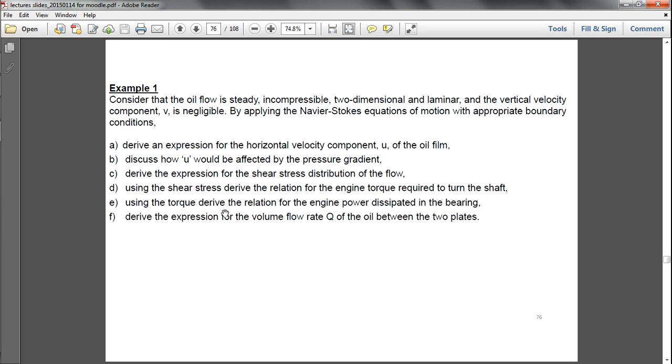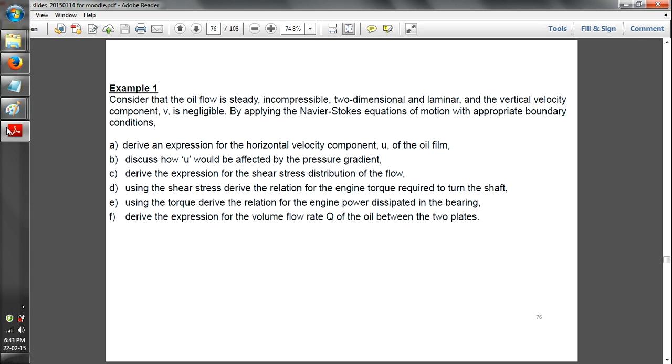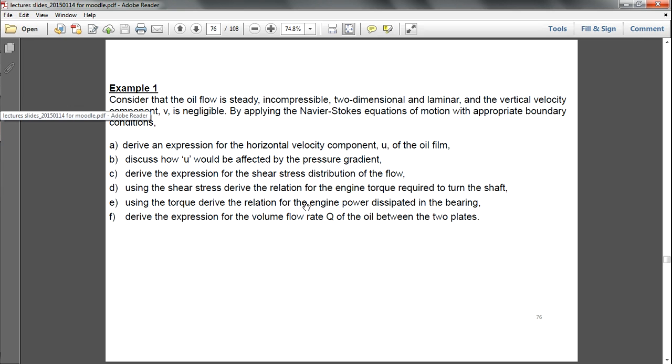Using the torque, derive the relationship for the engine power dissipated in the bearing. Okay, so we have our torque. So we need to know what is the engine power dissipated. So what does this mean?